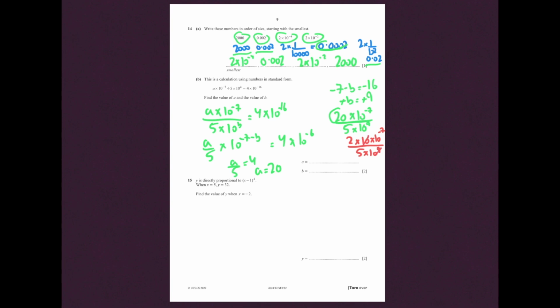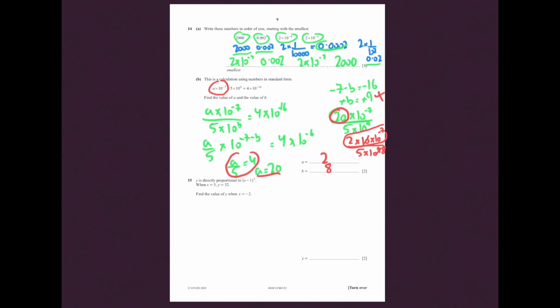This and this cancel out. 10 power 8 हो गया. So now it's going to be 2 into 10 power minus 7 जो यहाँ पे है. My A value is 2. And it's going to be 5 into 10 power 8. क्योंकि ये 20 स्टैंडर्ड फॉर्म में नहीं था, इसलिए अगर आपने ये आंसर लिख दिए, they were wrong.